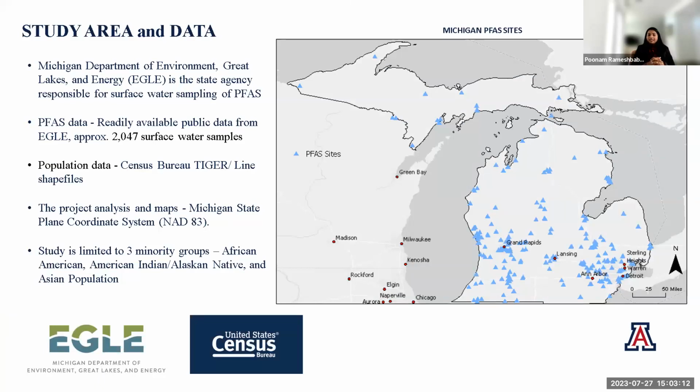The study area is the state of Michigan, and as you can see on this map, these are all the locations of what are called PFAS sites in Michigan, meaning these are the locations that may have caused a release of PFAS into the environment. I downloaded publicly available PFOA and PFOS surface water results from the state of Michigan and census tract data from the US Census Bureau.